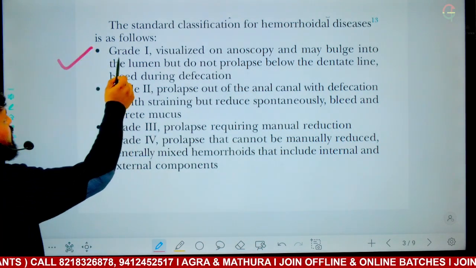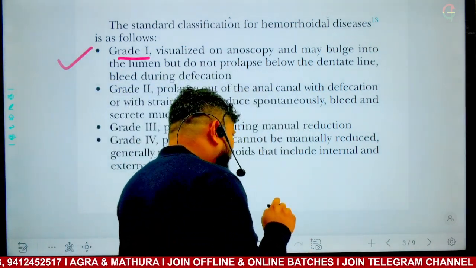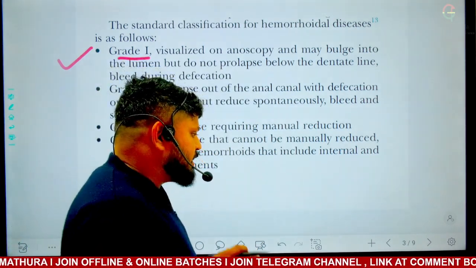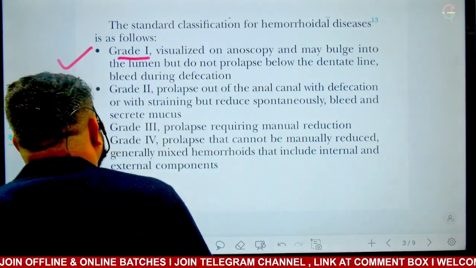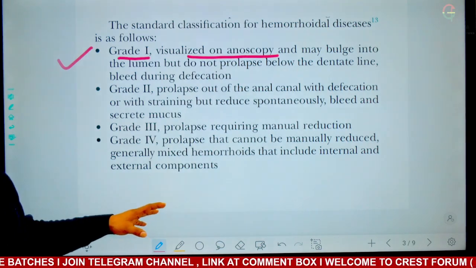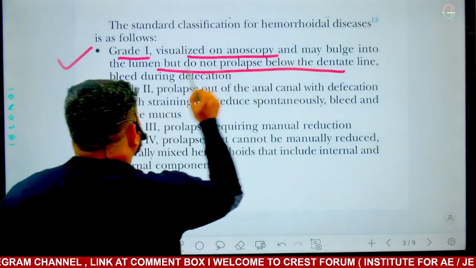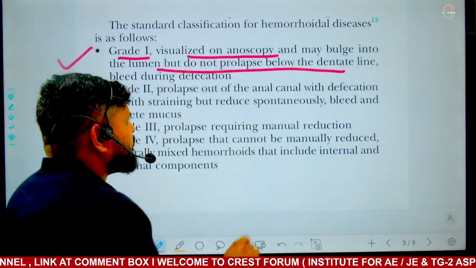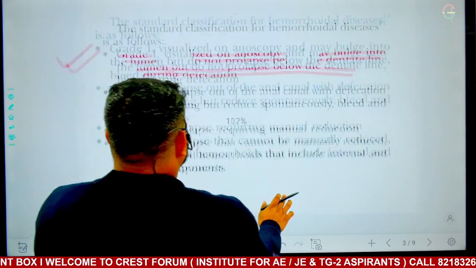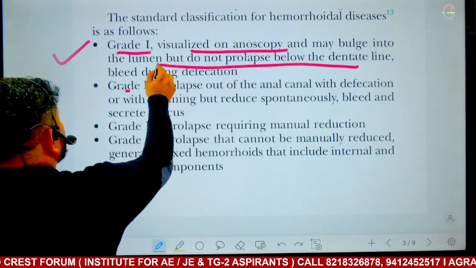Grade 1. What does grade 1 tell you? It is only visualized on the anoscopy. What is an anoscope? What is a proctoscope? What is a sigmoidoscope? We will talk about it later, and I'll give you the idea about what is anoscope, rectoscope, sigmoidoscope. It is only visualized on the anoscopy and may bulge into the lumen during defecation, but does not prolapse below the dentate line. Are you getting it?